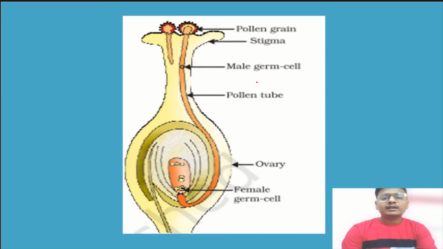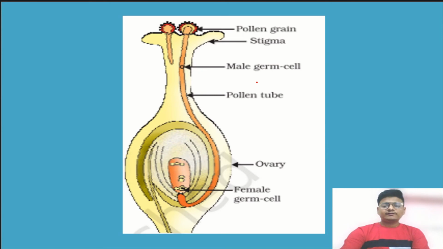And see, now after the pollen lands on a suitable stigma, it has to reach the female germ cells which are in the ovary. For this, a tube grows out of the pollen grain and travels through the style to reach the ovary.